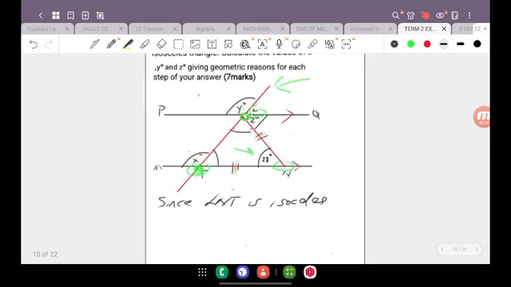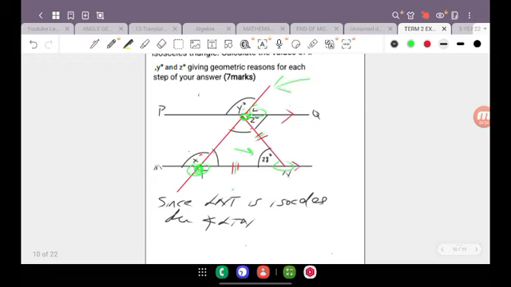Since LNT is isosceles, then I can safely say that angle, and we're going to call the angle that is beside x, angle LTN, right? Because this angle is very close to x. If I find the angle that is adjacent to x, then all I have to do is take that angle away from 180, and then I'll find the angle x degrees because they're at a point on a straight line.